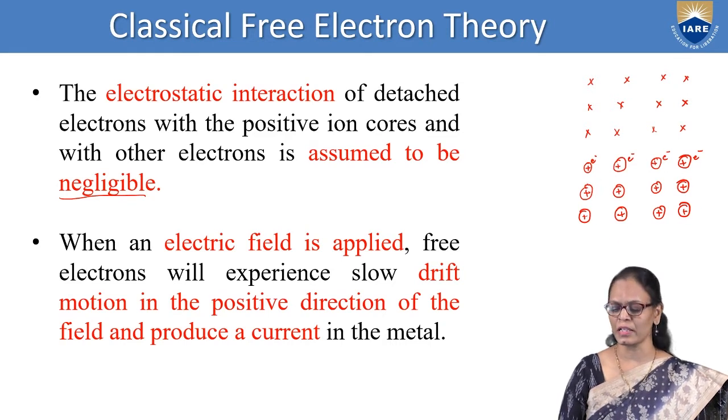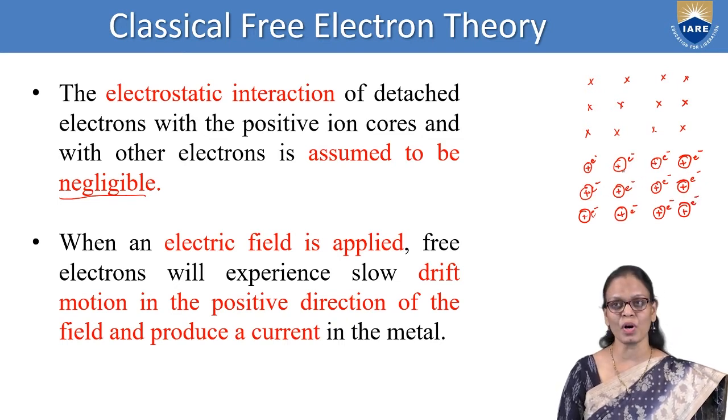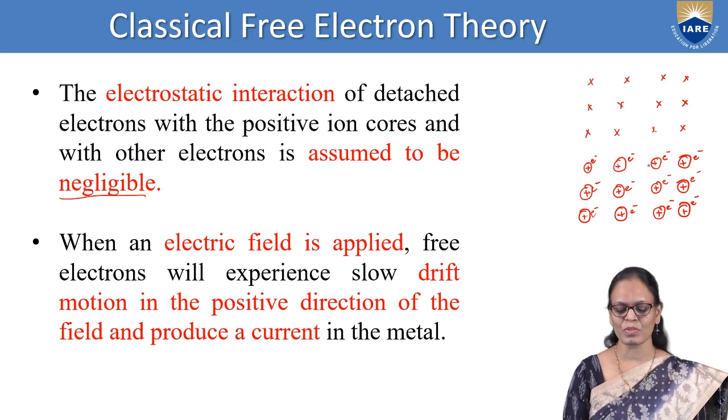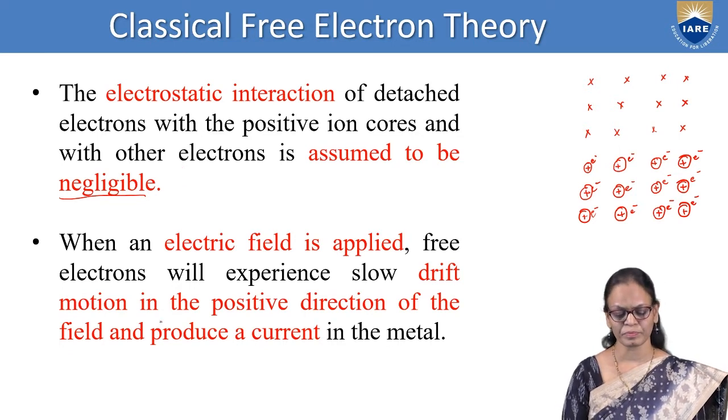Obviously this electron may have interaction with this positive ion or with the next electron which is coming in its way. It is the same with all the electrons that are present, because all the electrons are moving very freely, so there would definitely be interactions between the electrons or between the electron and the positive ion side. But here they assumed it to be negligible.